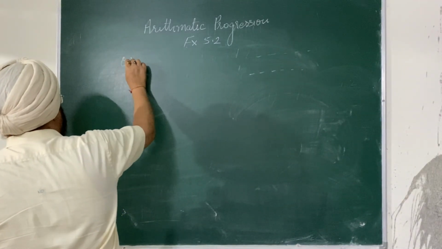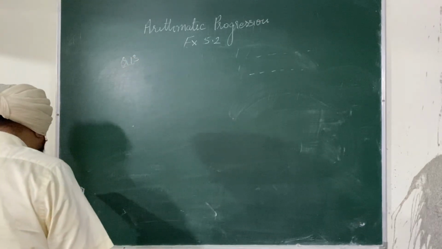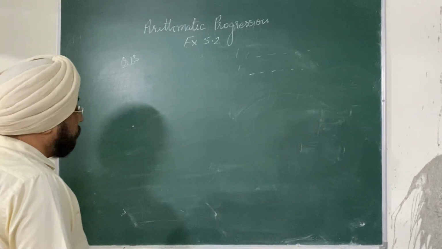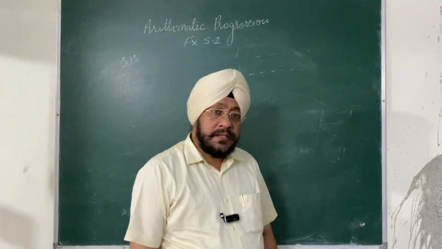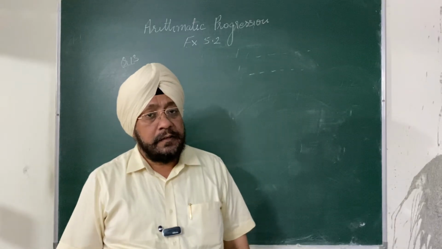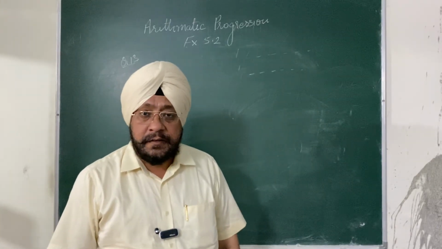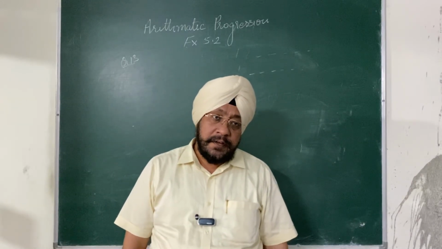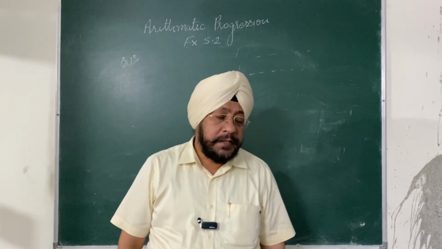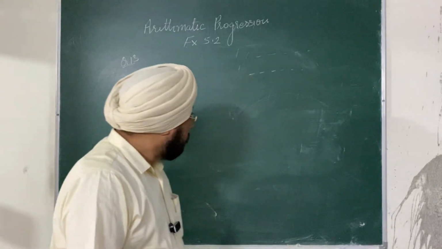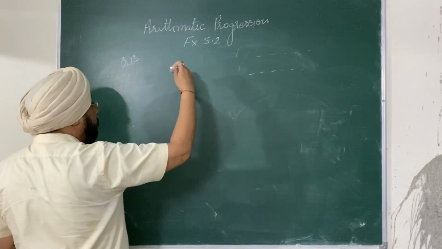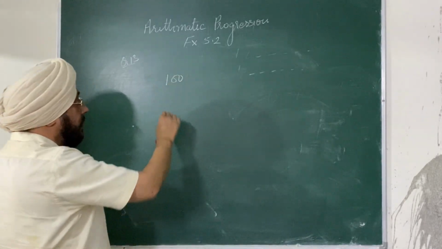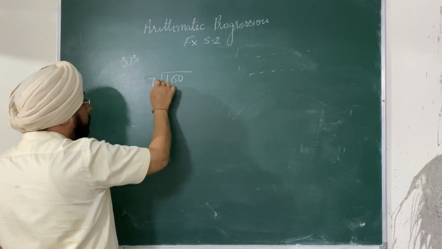Now question number 13, the statement is, how many 3-digit numbers are divisible by 7? So we know that the 3-digit numbers start from 100 and end at 999. But we have to take the sequence of only those numbers which are 3-digit and divisible by 7. So what will be the first number? We know that the first 3-digit number is 100, so we have to divide by 7.